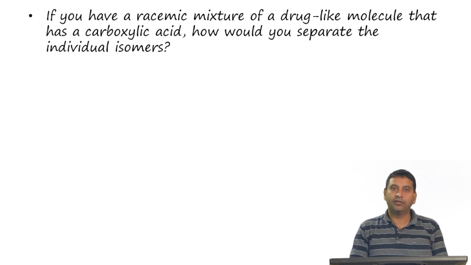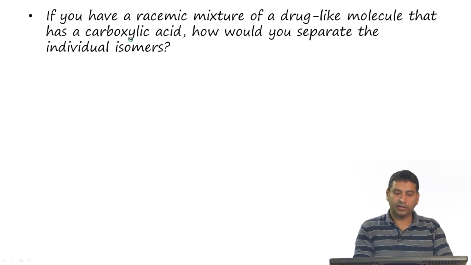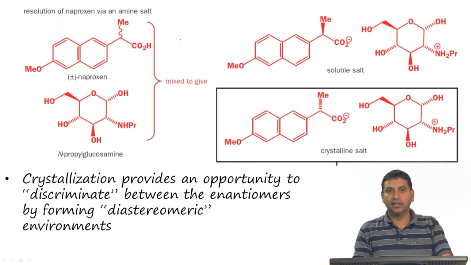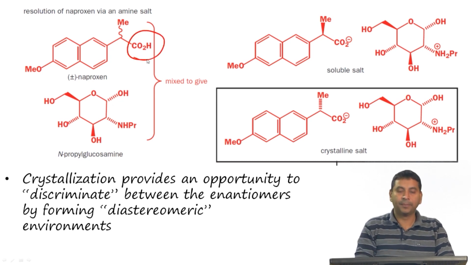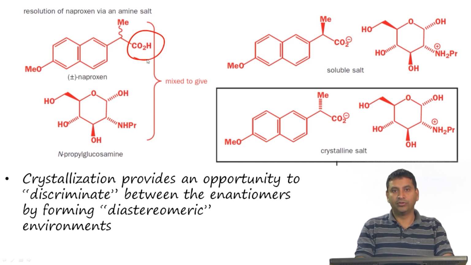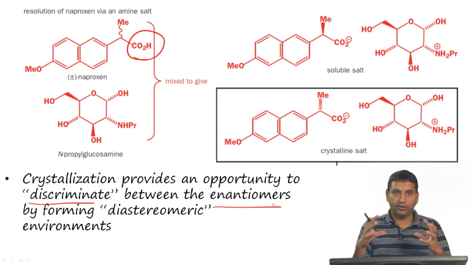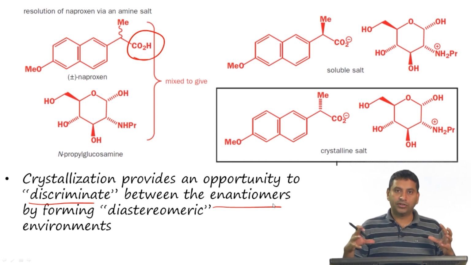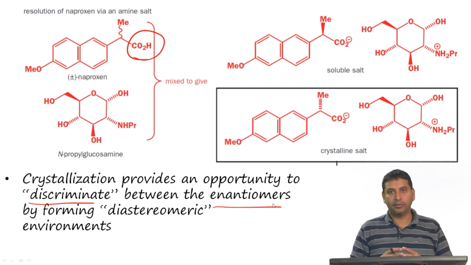The next question is, if you have a racemic mixture of a drug-like molecule that has a carboxylic acid, how would you separate the individual isomers? We looked at an example in class, which is naproxen. Naproxen has a carboxylic acid, and since it is isolated as a racemic mixture, we can do crystallization. Crystallization provides an opportunity to discriminate between these two enantiomers by forming a diastereomeric environment crystal. Since diastereomers are different chemically and physically, there is the possibility of this diastereomeric environment inducing different crystallization.